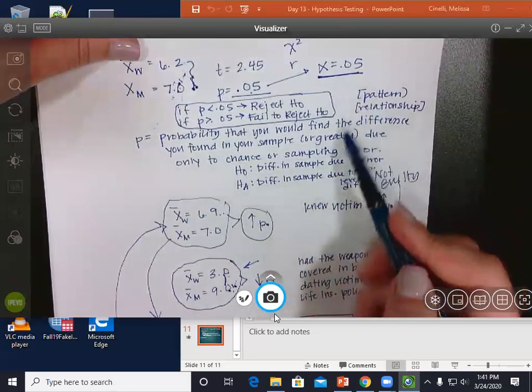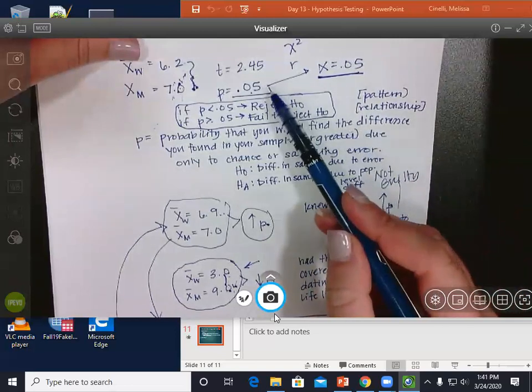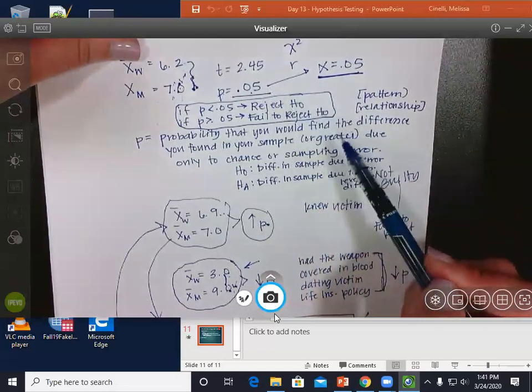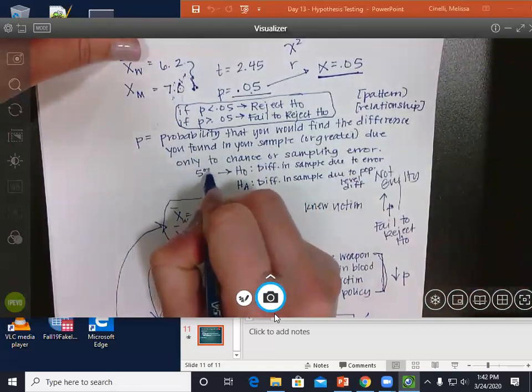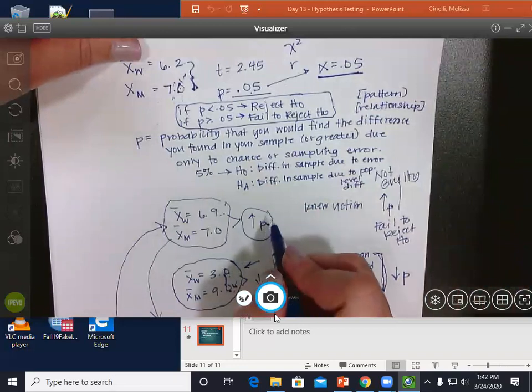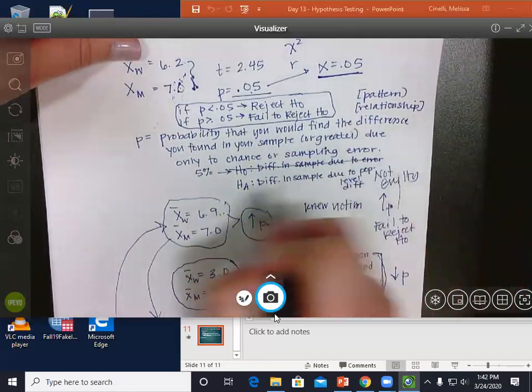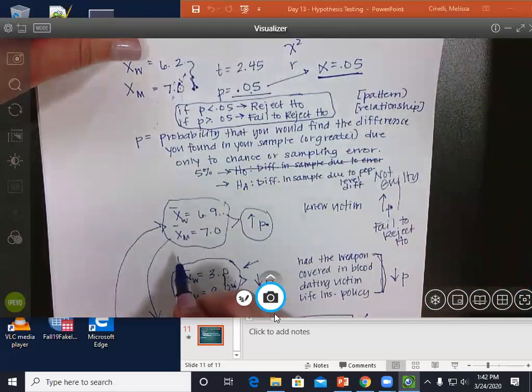All right, so if the probability that your result is due only to chance or sampling error is only 5%, that means basically there's only a 5% chance that this is right. That's a very small chance that the null is right, so we're going to reject the null and side in favor of the alternative hypothesis.